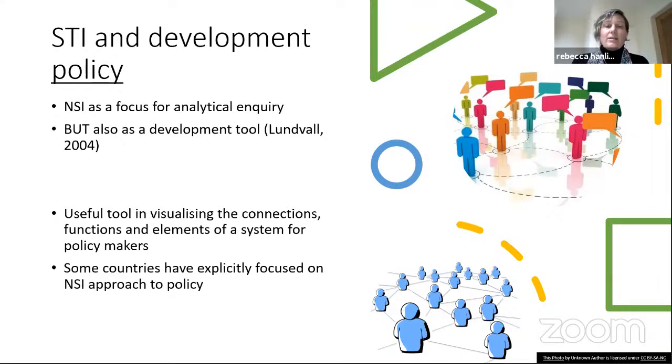But there are limits to that type of approach in the sense that it's reductionist. And people often get very hung up on what is in the diagram and not the broader whole that the diagram is trying to represent.